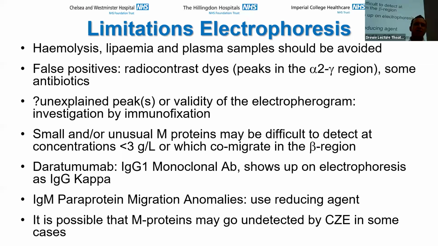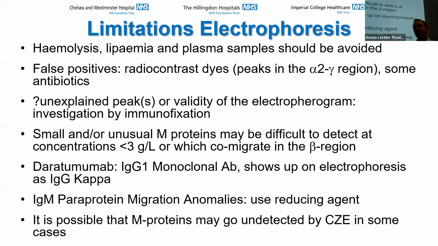You can get very small or unusual paraproteins, and these may be particularly difficult to detect if they co-migrate with some of the other regions outside of the gamma region. So in particular, some of the small paraproteins which may co-migrate in the beta region can be very difficult to pick up.